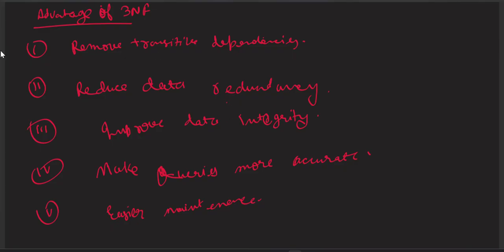So this is all about the 3NF. Now I'm going to conclude this video. In the next video, we will discuss BCNF, which is the extension of 3NF, the third normal form.